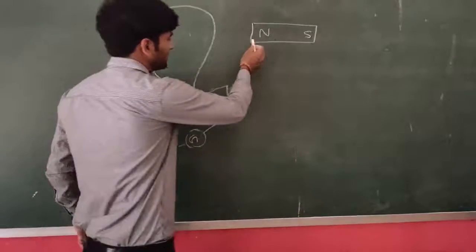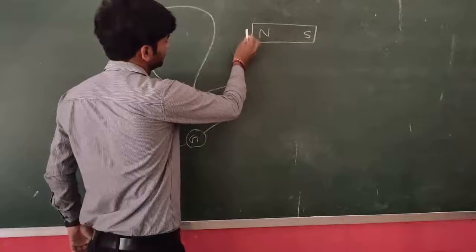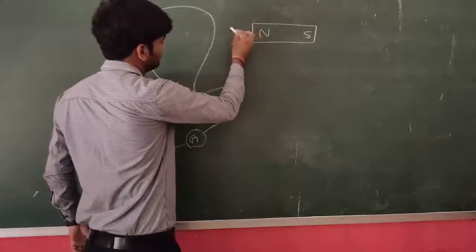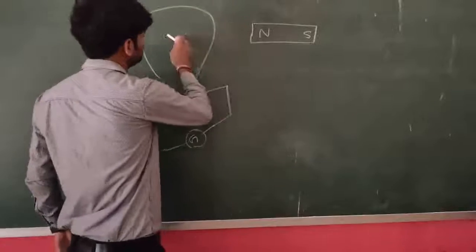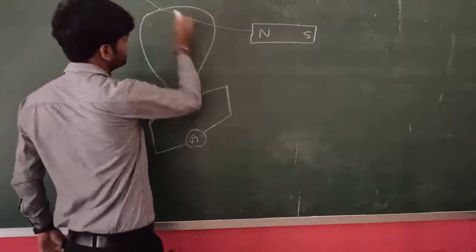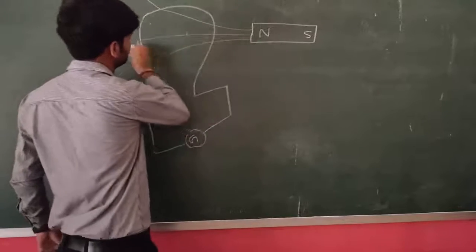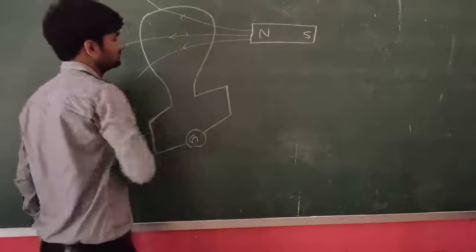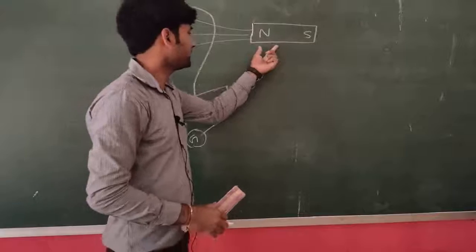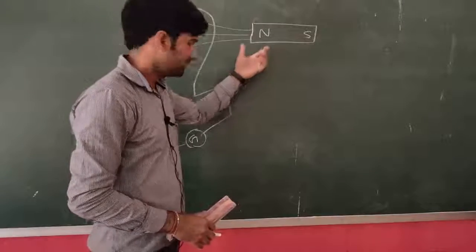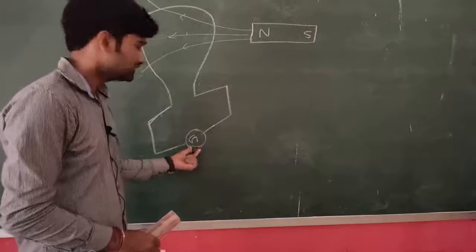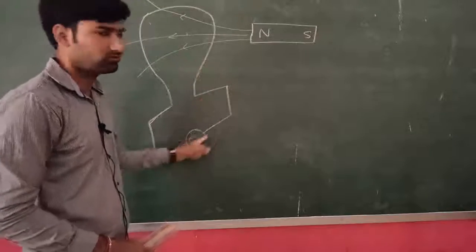And as we know, magnetic field lines originate from North Pole. So some magnetic flux will also pass through this coil. If this bar magnet is at rest, then there is no deflection in this galvanometer. It means there is no current in this coil.